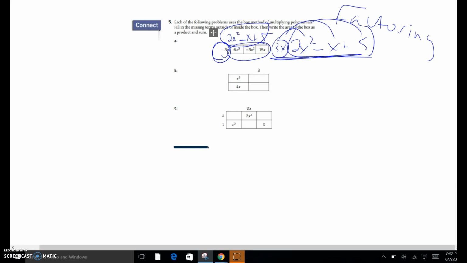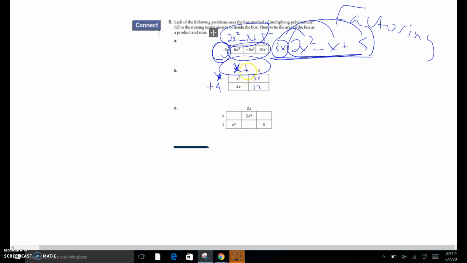All right, so here, how do I get these? Well, what do these have in common that must have been multiplied? So this has to be an x, because obviously I got an x squared. So then this must be an x too, because x and x make x squared. So then if this is an x, I need a 4 somehow, so this must be a positive 4. And then now that I got that, I can fill in 3 times x is 3x, and 4 times 3 is 12.